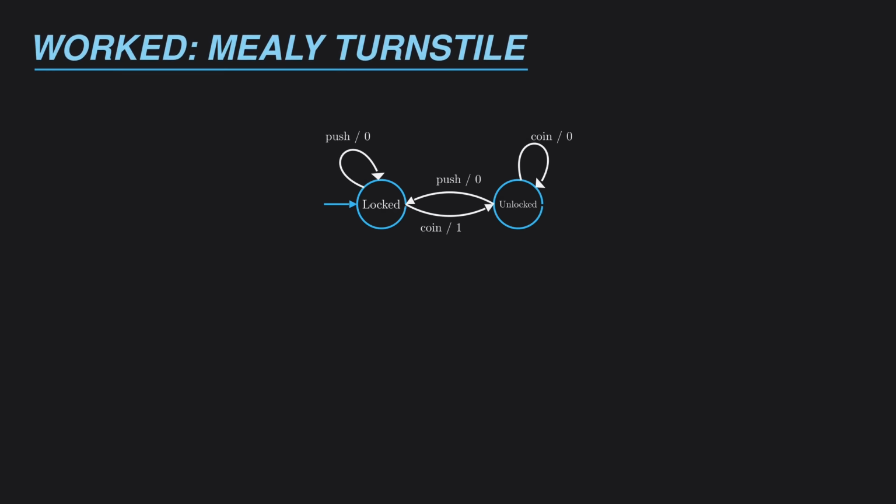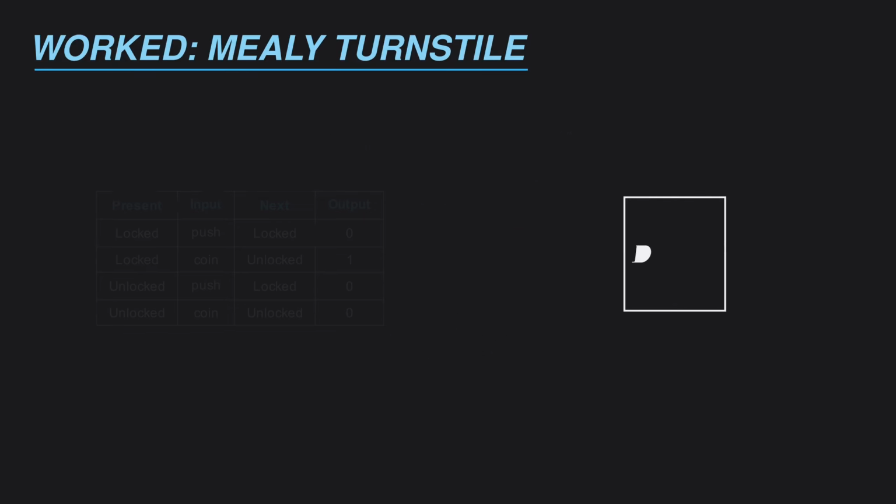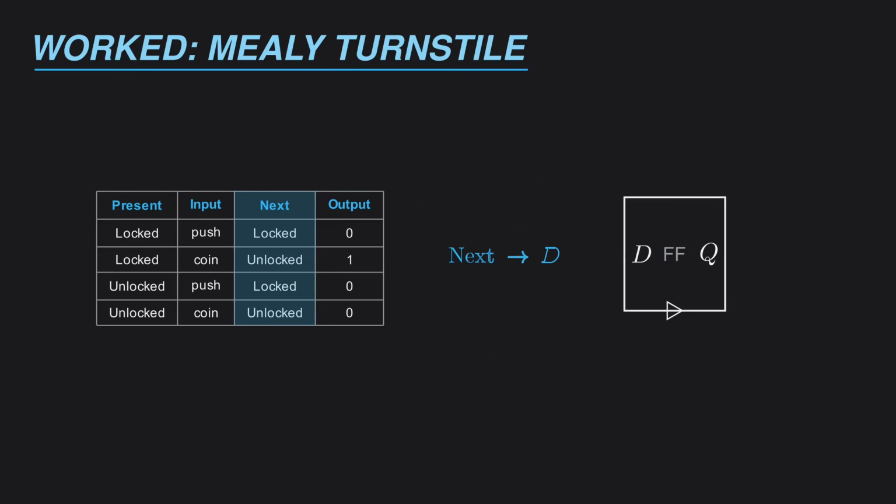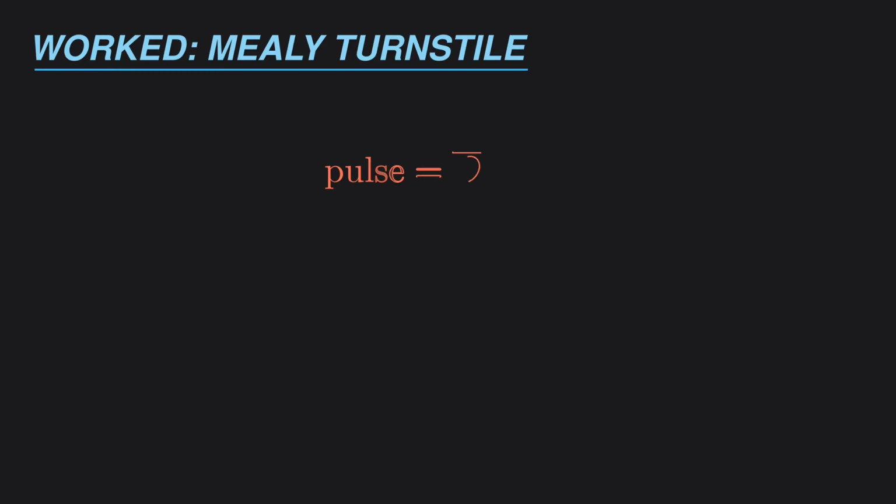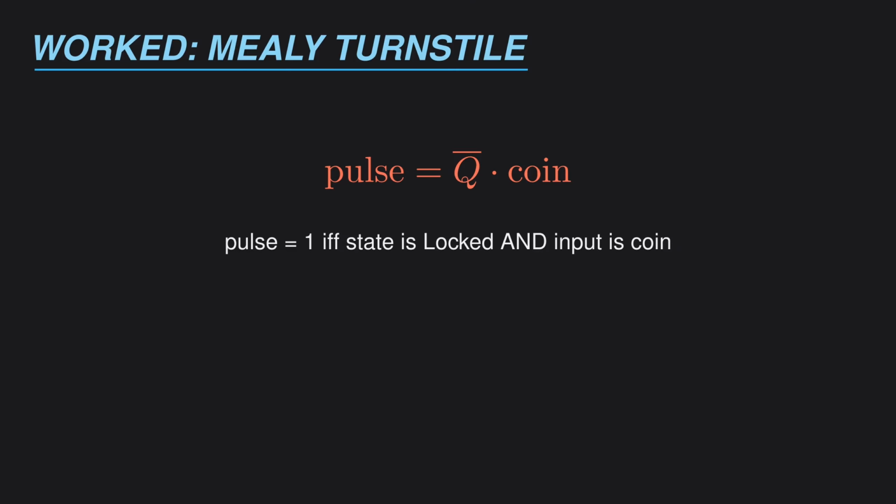Let us make this concrete with the Mealy turnstile. We encode locked as 0 and unlocked as 1. There are 2 states, so we need just one flip-flop, because the log base 2 of 2 is 1. With a D flip-flop, its input is read straight off the next state column, and the unlock pulse output is a Mealy function of the state and the input. In plain words, the pulse is a 1 exactly when the state is locked and the input is a coin. That is the idea that the output depends on the state and the input, now turned into a real gate.